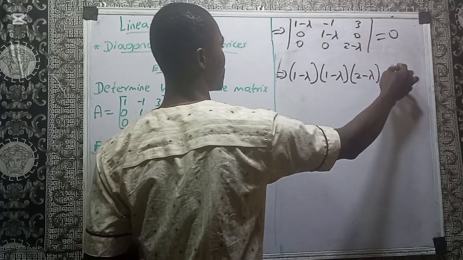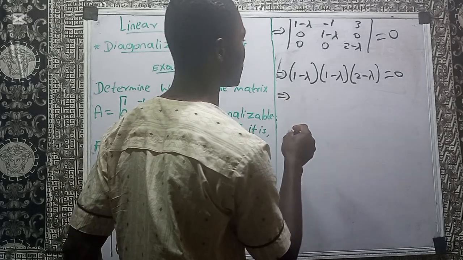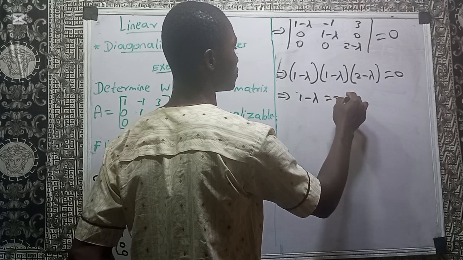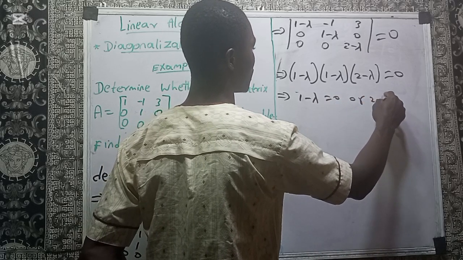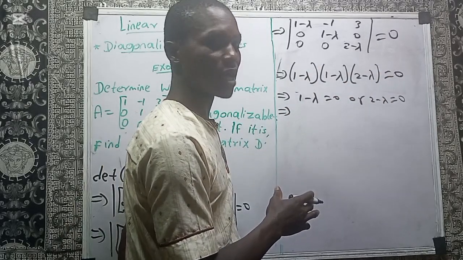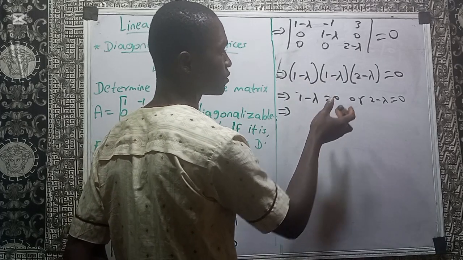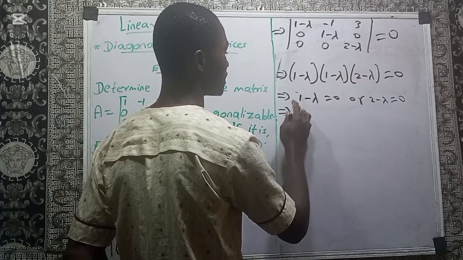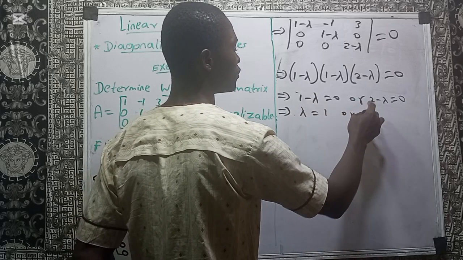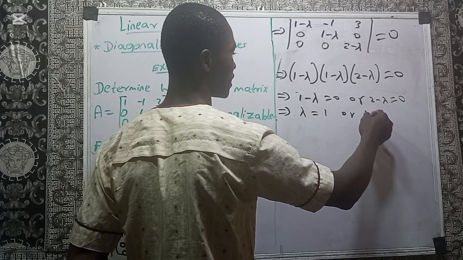Multiply the entries of the principal diagonal. So this is already in factorized form. So this implies that what? That 1 minus lambda equals 0, or that 2 minus lambda equals what? 0. This is because the product of these quantities is giving us 0. It's either that, because this and this are the same thing. So it's either that 1 minus lambda is 0 or 2 minus lambda is 0. So this implies that lambda, if you move negative lambda to the right, you have that lambda equals 1, or move negative lambda to the right, you have that lambda equals 2.